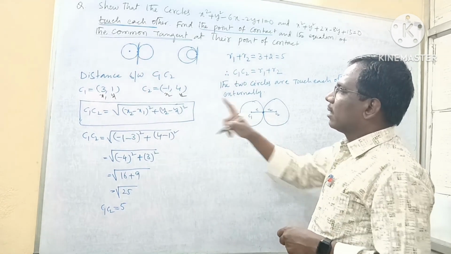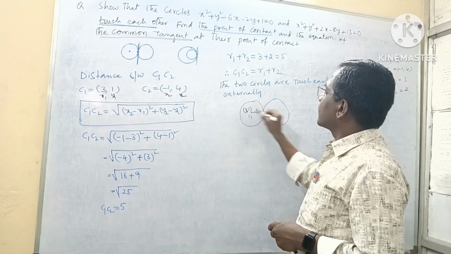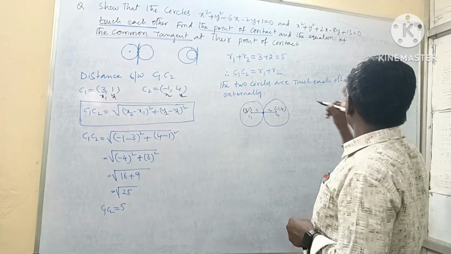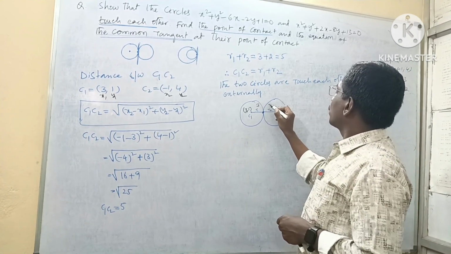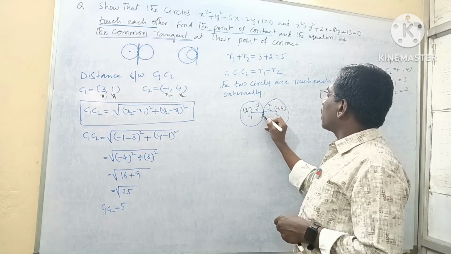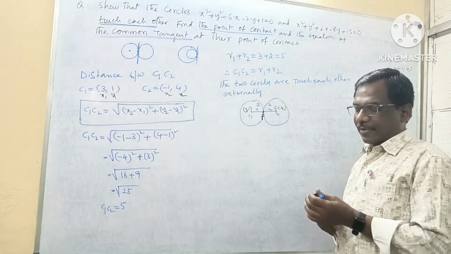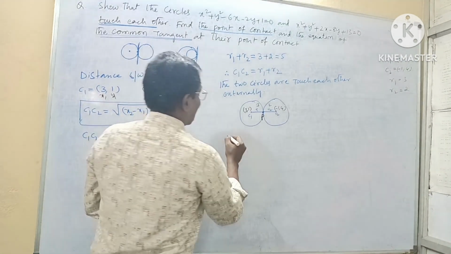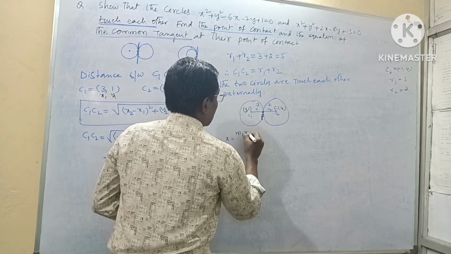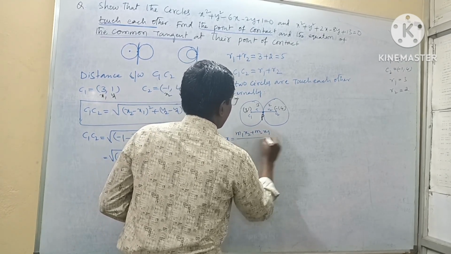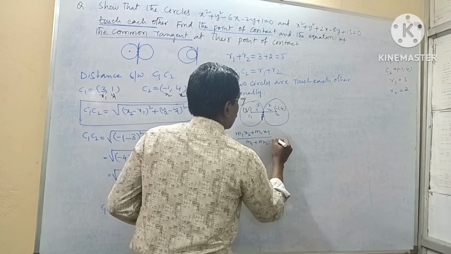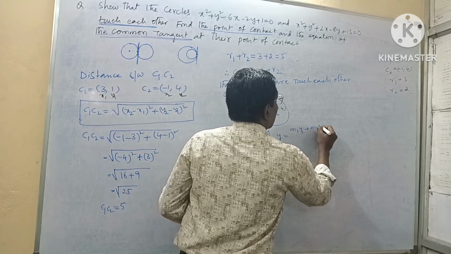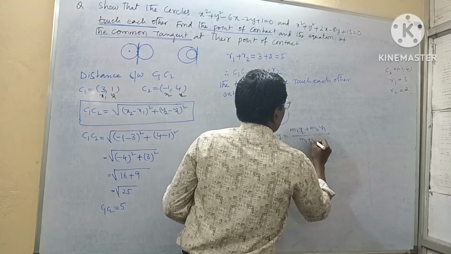So what is C1? C1 is (3, 1). C2 is (-1, 4). R1 is 3. R2 is 2. This is the point of contact. So first we find the point of contact. For this, use the section formula. That is x is equal to (m1 x2 plus m2 x1) by (m1 plus m2), comma y is equal to the same, (m1 y2 plus m2 y1) by (m1 plus m2).